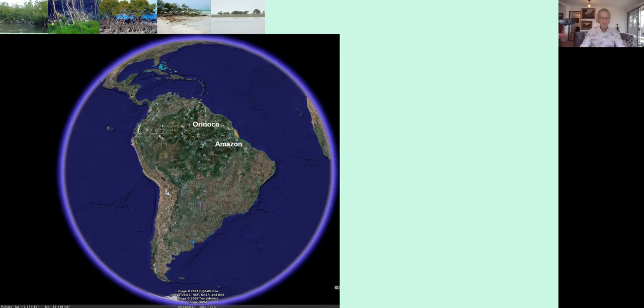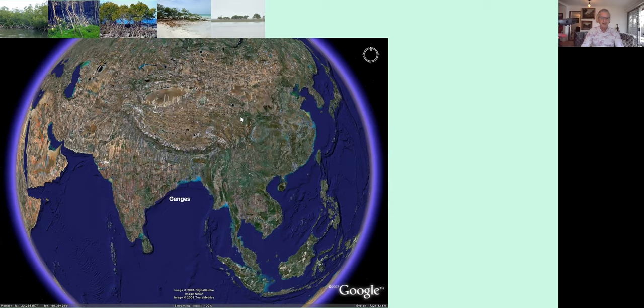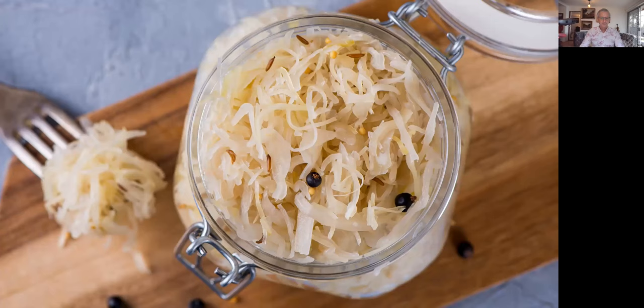Other big mangrove areas in the world which dwarf anything we have is, of course, here in Bangladesh and India, in the Brahmaputra Ganges system.